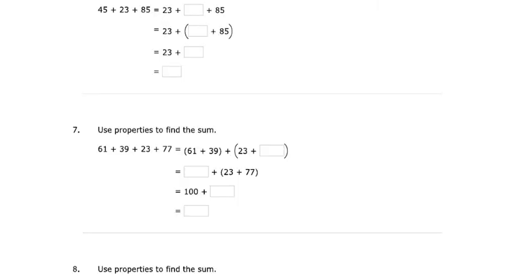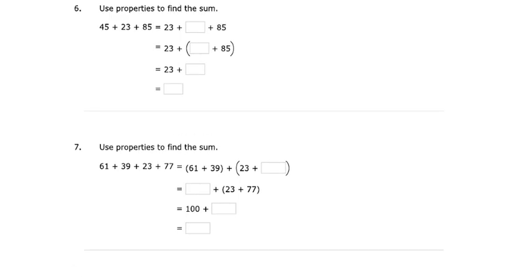Okay, so in this case now, I think it's clearer. If you look at this now, use the property to find the sum. 45 plus 23 plus 85. What do we expect here? Yes, we expect the concept of associativity. We want to add three numbers. So we have 45, we have 23, we have 85. 23 is taken, 23 that is here, this is 23.